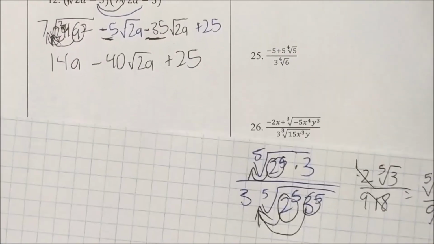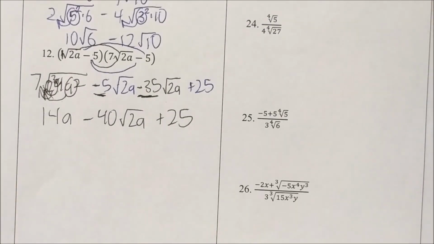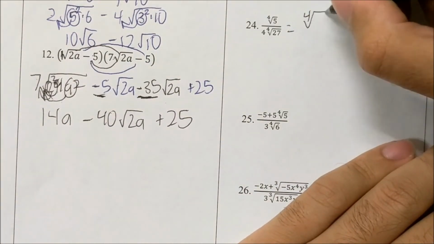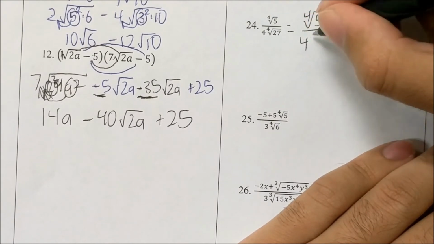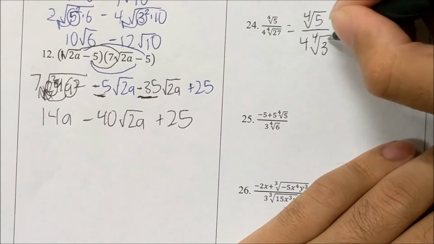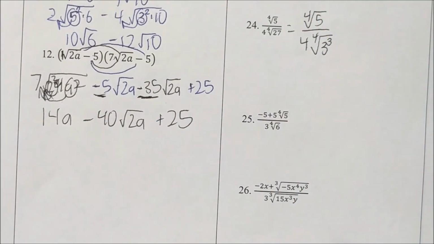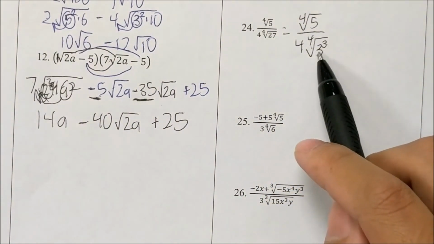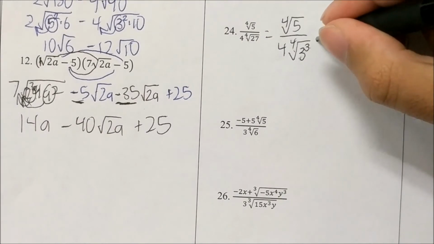Okay, moving on, 24. So 4th root of 5 over 4 times the 4th root of 27. Well, let's rewrite 27 with exponents. So 27 is equal to 3 cubed. Okay, so we're trying to get to the 4th power. 3 cubed is almost there. We just need a single extra 3.